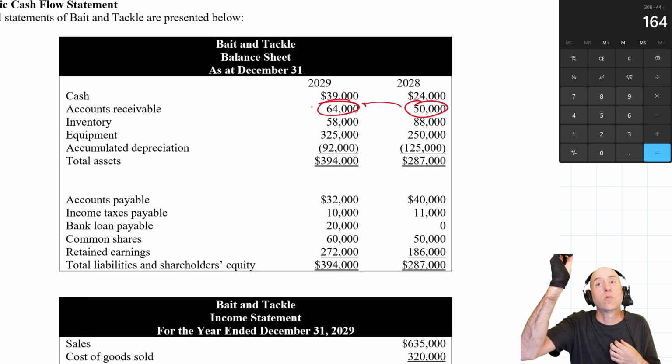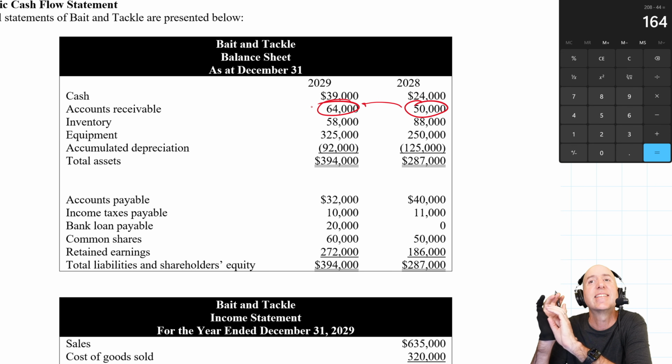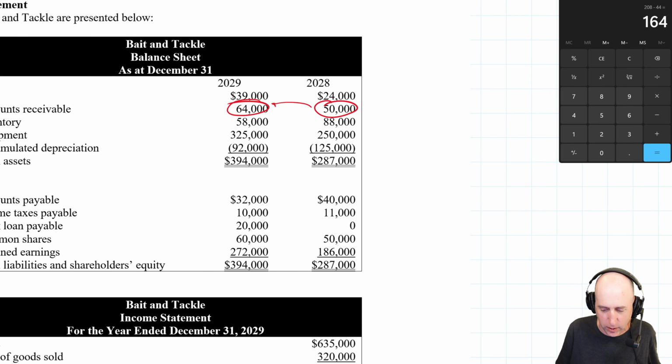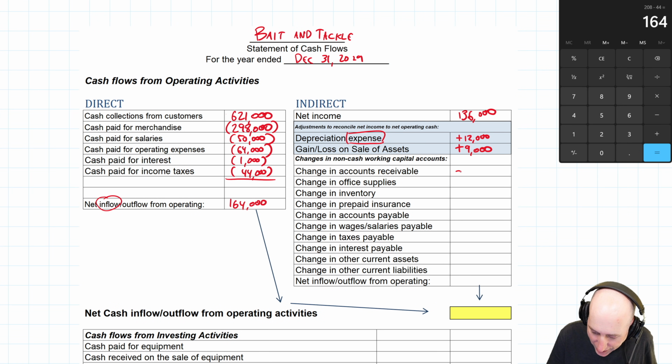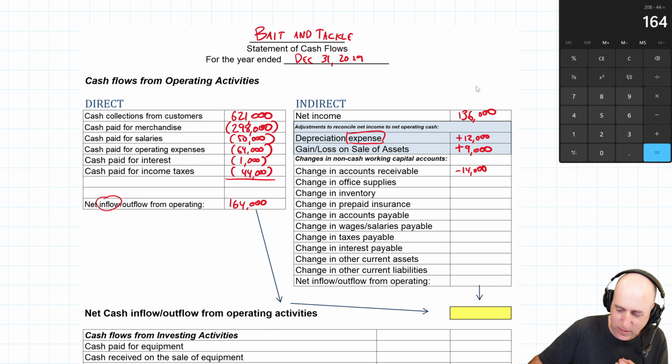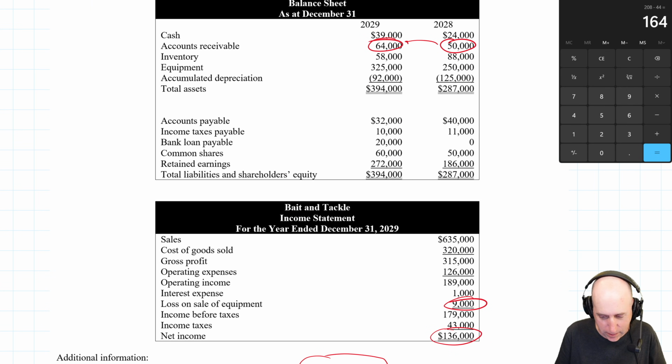So if accounts receivable goes down, we're collecting money. If accounts receivable goes up, it means we're making sales, but we're not collecting money. It's negative for your cash flow. Negative $14,000 to cash here. Again, these are sales that I've made, but I didn't get the money. I counted the sales in net income, and I've got to take it back out here in accounts receivable because I didn't get that money, even though it was counted as part of my net income.